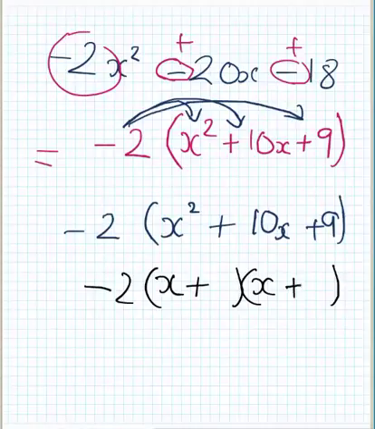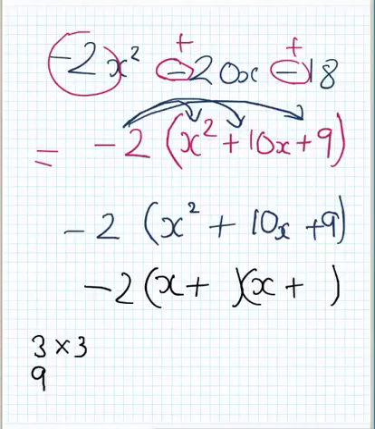And now this is the fun part. Something times something to give you 9 that adds to 10. So let's write down some factors of 9. I know that 3 times 3 is 9. I know that 9 times 1 is 9. And I think that's all the factors. So which out of these two factor pairs are possible to get to 10, whether you add or subtract?